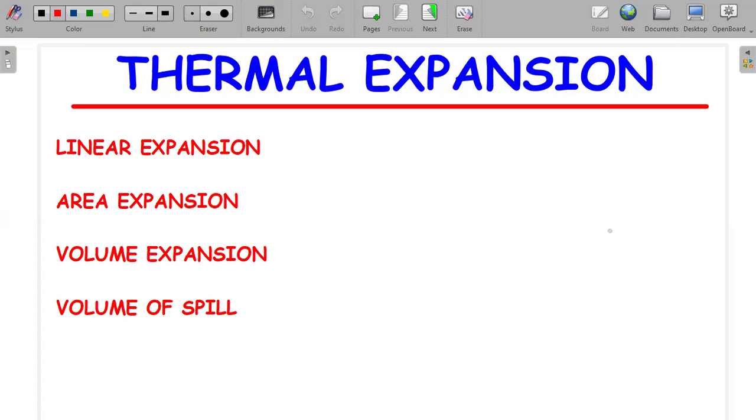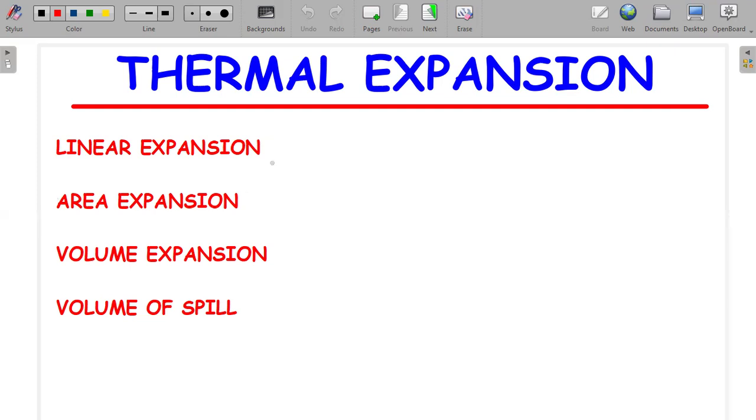All right, so as I was saying, today we'll be looking at what we call thermal expansion. From the statement itself, we can see this is expansion that is dealing with thermal properties. So we'll look at four different subtopics that I may call objectives, because at the end of today's class, I want us to be able to define what linear expansion is all about, and the equations related to linear expansion, and the same about area expansion, volume expansion, but also volume of spill. So this will be today's topic under topic one, which we called thermal physics.